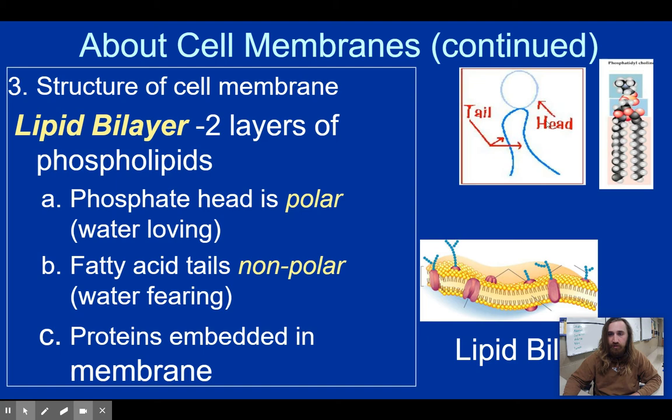Here's just another good image, guys, for you to realize. This is the head. This is the tail. This is the phosphate head. These are the fatty acid tails. This is polar. This is non-polar. This likes water. This does not like water.